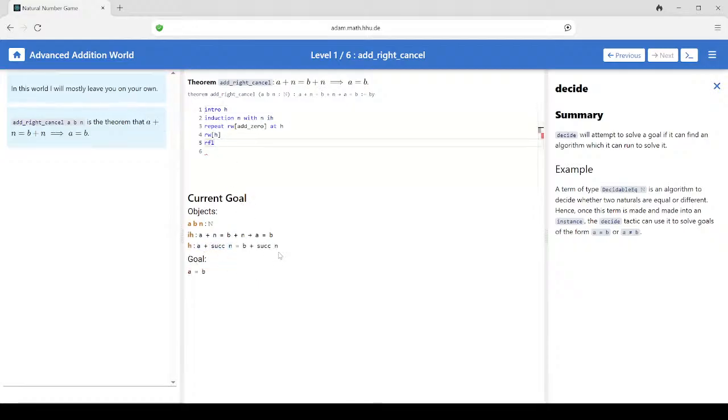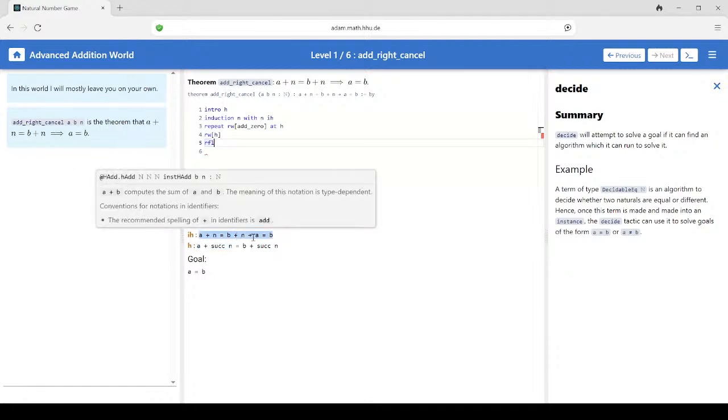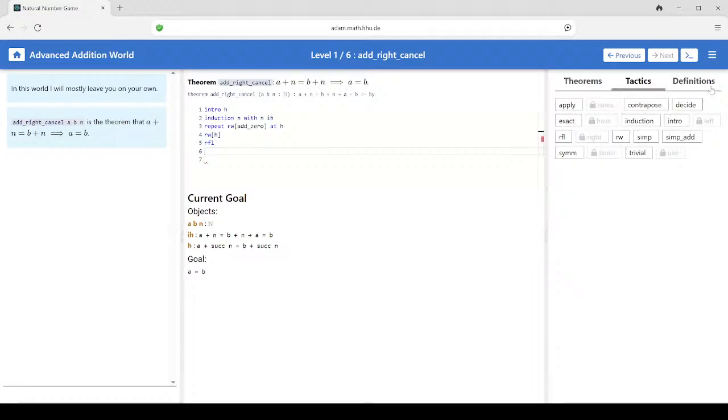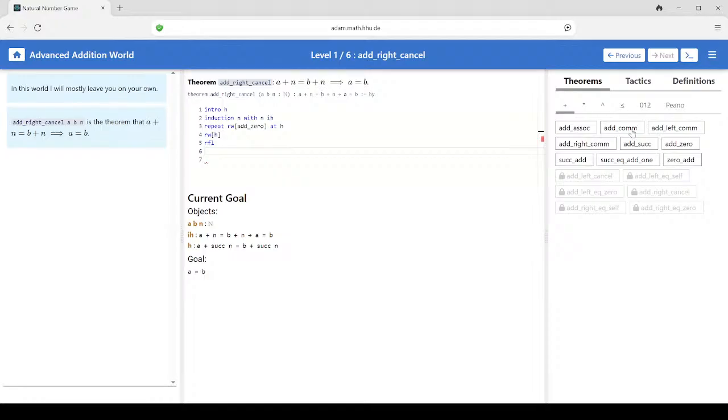We have multiple hypotheses going on. We have A plus N equals B plus N implies that A... Do I need to intro another hypothesis? No. Maybe. I don't know.